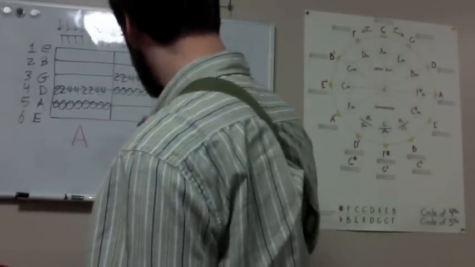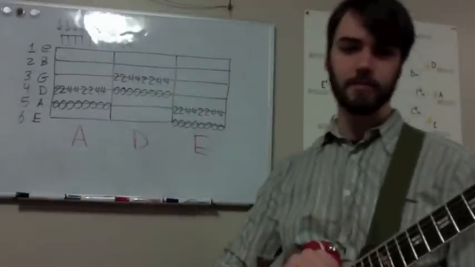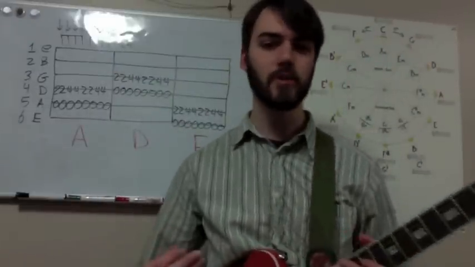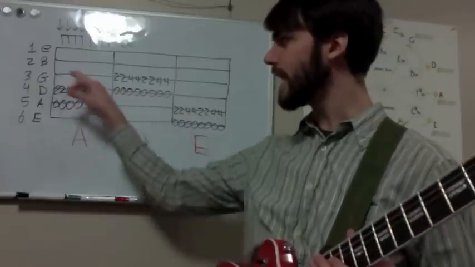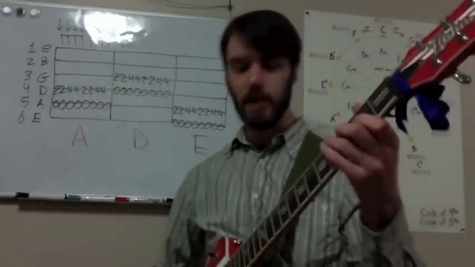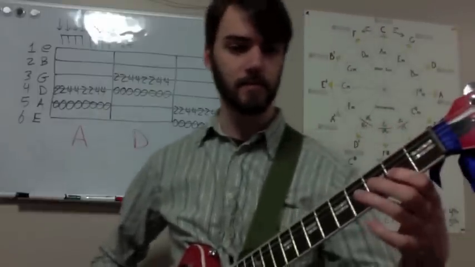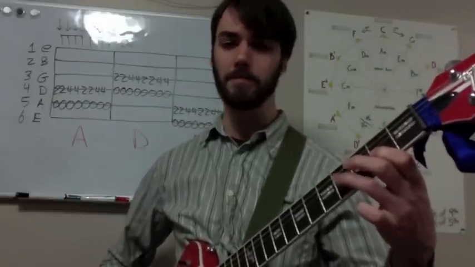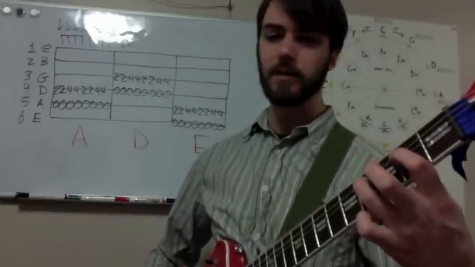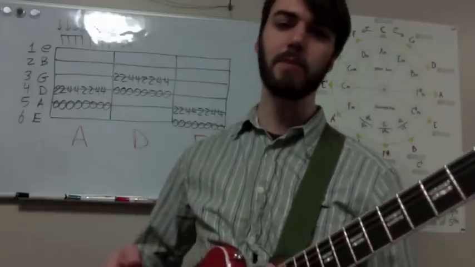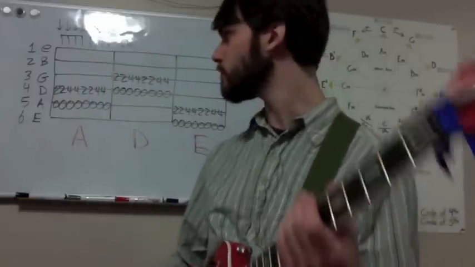So A will be here, and anytime we see D, we'll do this pattern, and anytime we see E, we'll be doing the last pattern here. So the only difference is what your open string is. So we have open A consistent throughout this A measure, and in the D measure, the exact same thing just moves up a string set. So I'm doing now open D string and 2nd fret of the 3rd string, and I'm alternating. Something like that. Now for E, it's the same thing, except it's open E string, open 6th string, and 2nd fret of the 5th string. So whatever chord you need to be on, 1, 4, or 5, you just make sure that that's the open string, and then the next highest string is where you're alternating from your 2nd to your 4th fret.